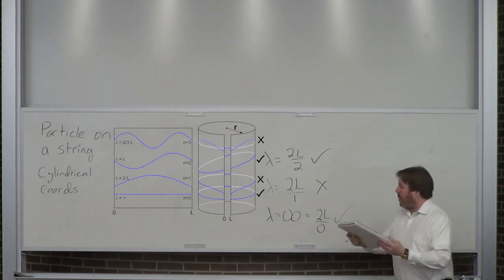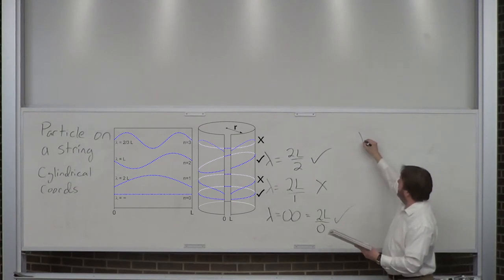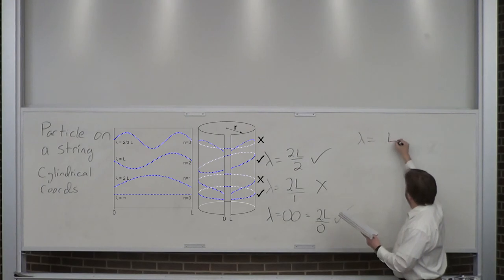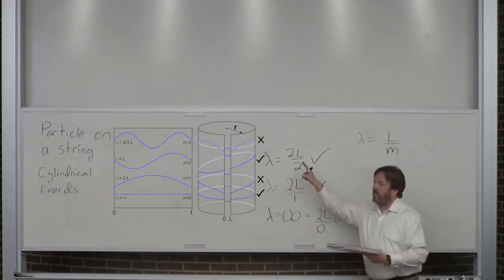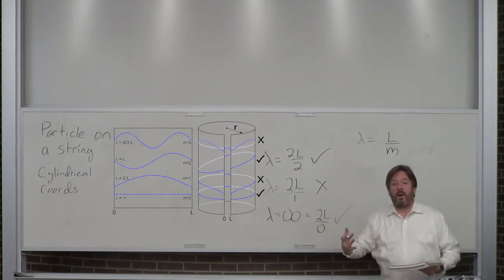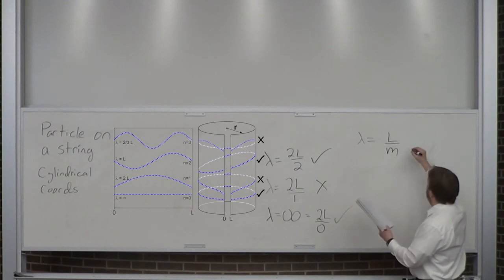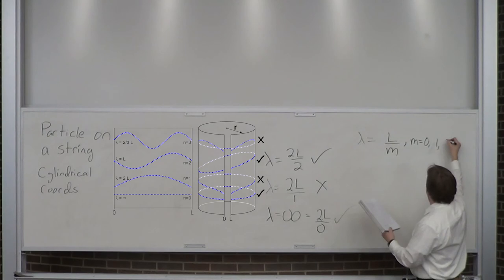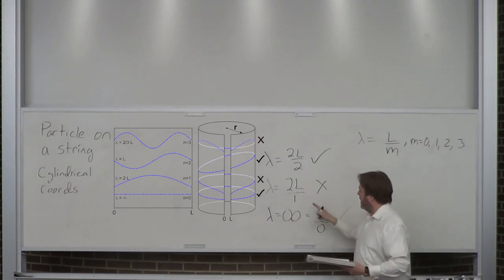Okay, now what that means is that I have a trend, and the trend is that the wavelength is L over M. Notice I got rid of the 2. Why did I get rid of the 2? Because only every other one works, right? So that's why the 2 got eaten up. So I've got 2L over M, where M is 0, 1, 2, 3, dot, dot, dot. See, again, that's a 1, 2, 3 because it got rid of the 2 as well.